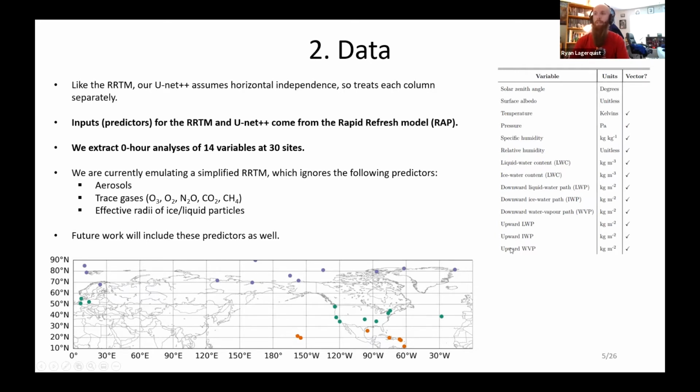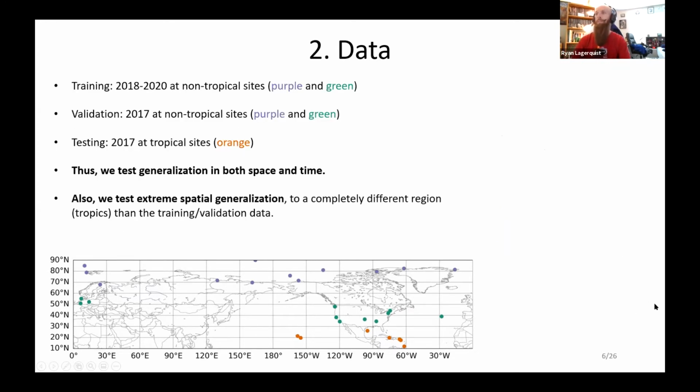So we're currently emulating a simplified version of the RRTM, which ignores aerosols, trace gases, and the effective radii of ice and liquid particles. It assumes climatology for all of those things, but future work will allow these predictors to vary and emulate the entire RRTM rather than the simplified version. And we're already beginning that future work, which I'll talk about later.